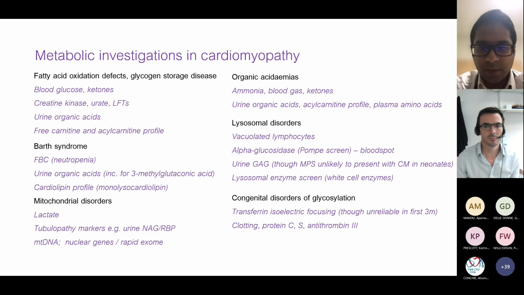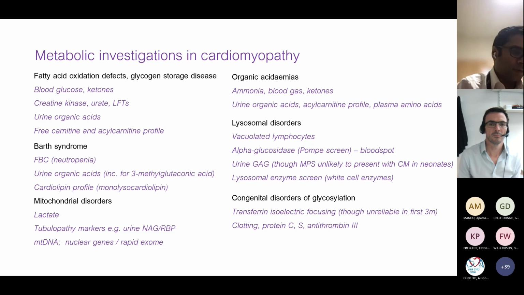For Barth syndrome, as I said, one of the really key diagnostic metabolites is the 3-methylglutaconic acid in the urine. And as an initial clue, but if we want to make the diagnosis, we need to send the cardiolipin profile. For mitochondrial disorders, again, making the diagnosis is complicated, but it's useful to know: is there persistent lactate? Are there other organs involved? And is there evidence of tubulopathy?